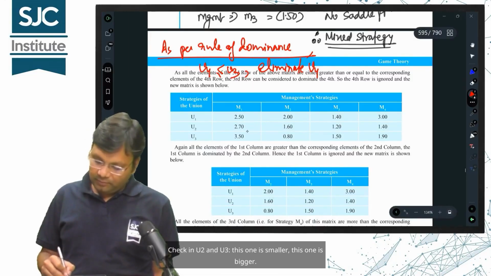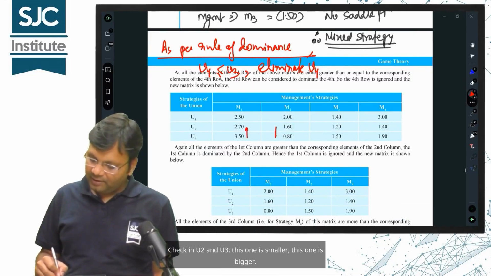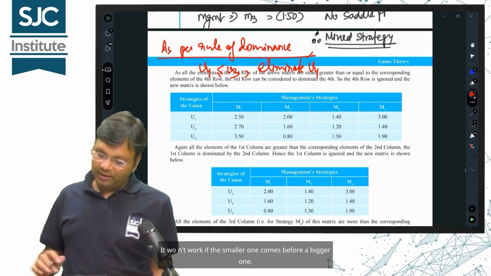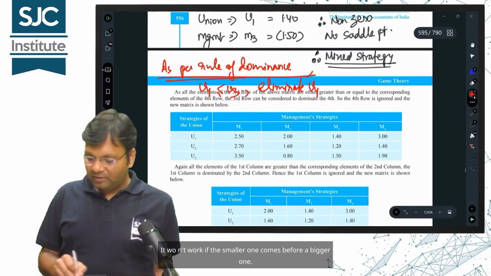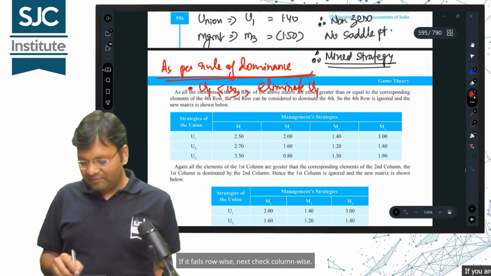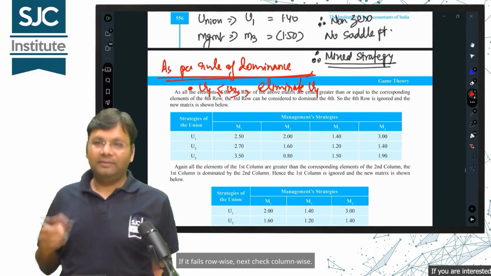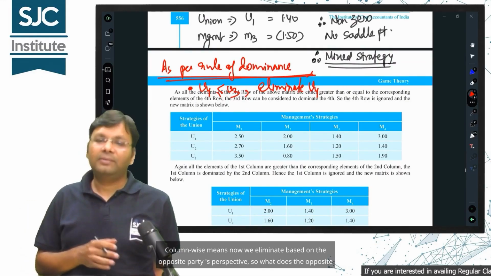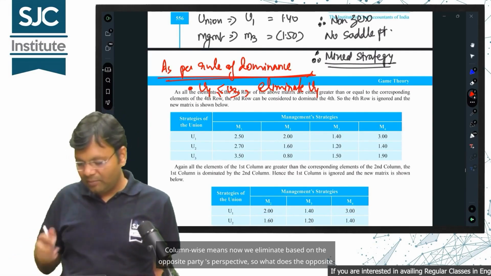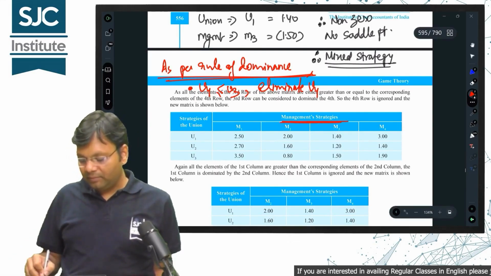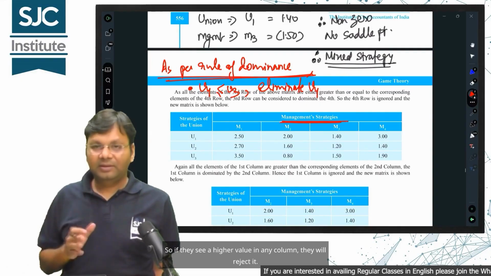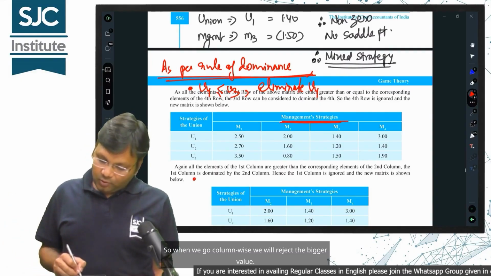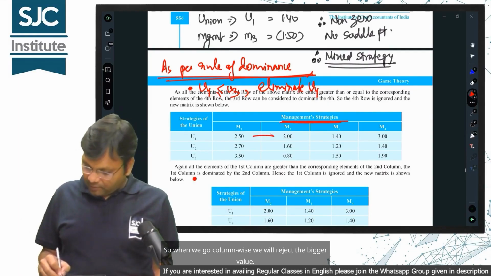It won't work. Check in U2 and U3. This one is smaller, this one is bigger. It won't work if the smaller one comes before a bigger one. So this doesn't work. If it fails, next check column-wise. Column-wise means now we eliminate based on the opposite party's perspective. So what does the opposite party want to minimize? So if they see a higher value in any column, they will reject it. So when we go column-wise, we will reject the bigger value.